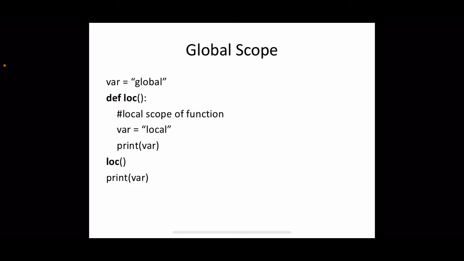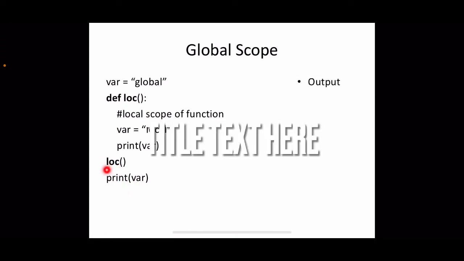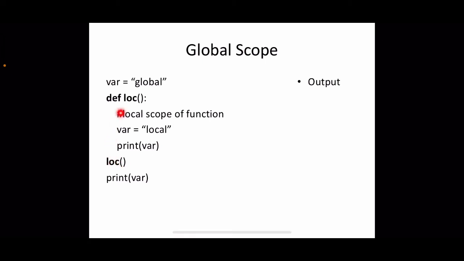Another example. Here also we are using the same variable name var and assigning the value "global", and we are defining a local function, and here we are changing the value: var is equal to "local", and trying to print var. And we are calling this function log and again trying to print the value of var. Let us see what the output of this is. First we are calling this function log, so this body will be executed. This variable var will be assigned the value "local", and we are trying to print that. So definitely "local" will be printed.